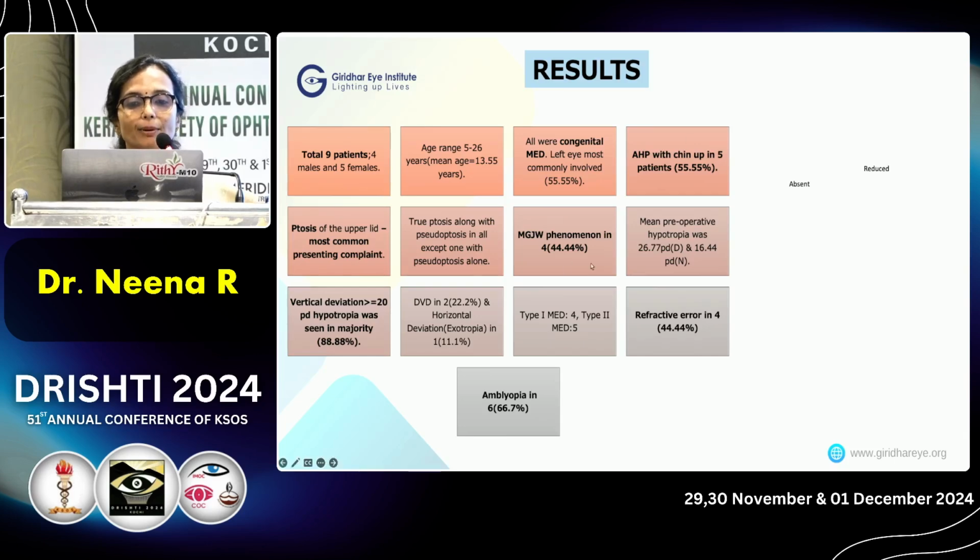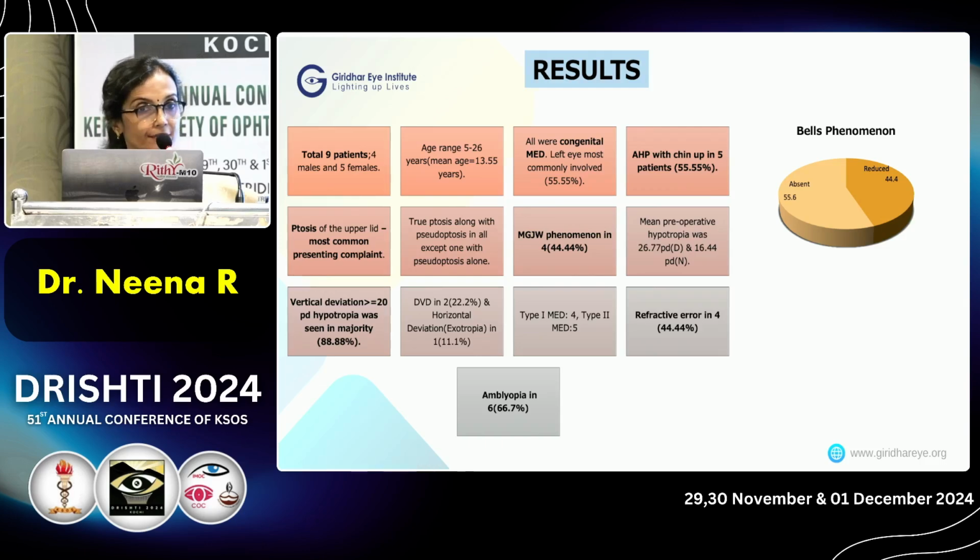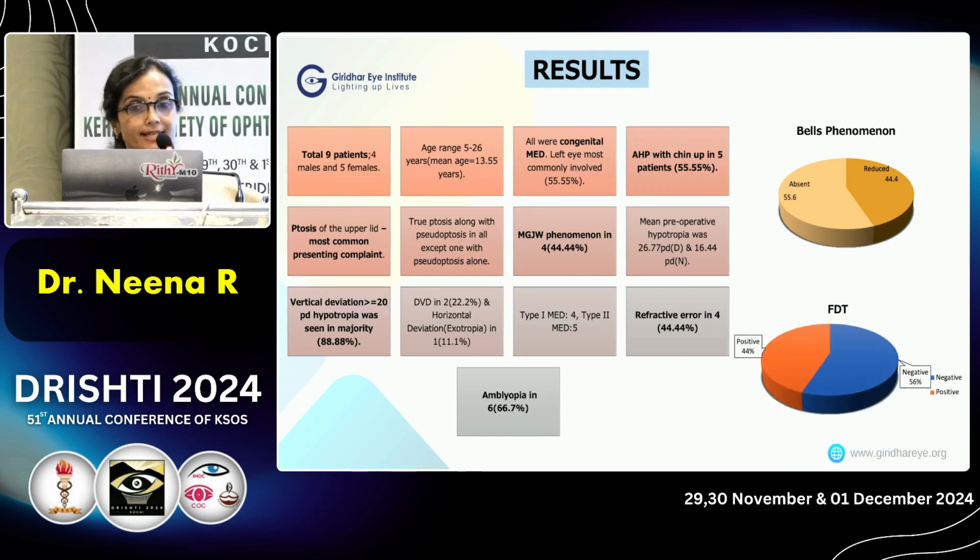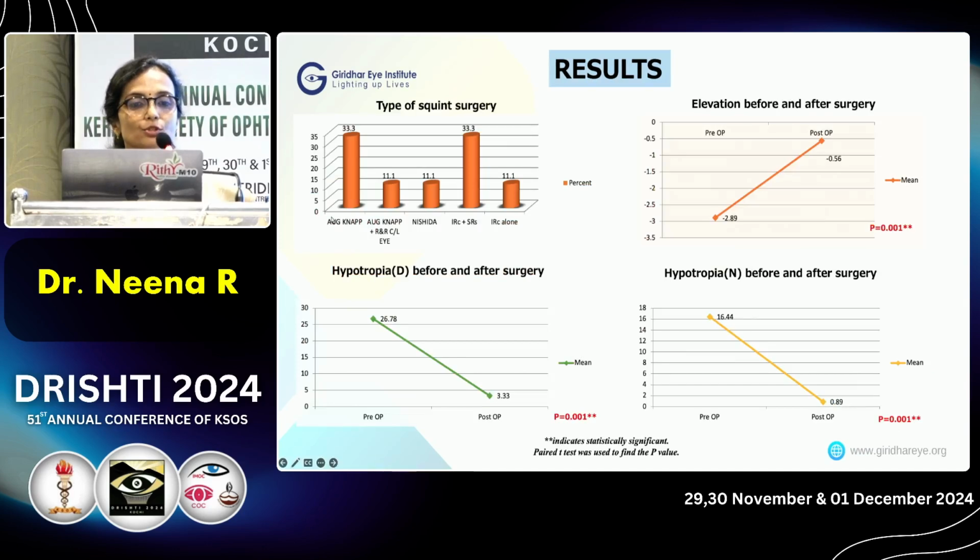The mean pre-op hypertropia was 26.7 for distance and 16.4 for near. DVD was seen in 2 and horizontal deviation in 1 patient. Refractive error was present in 44.4% of patients and amblyopia in 66.67%. We had mostly type 2 MEDs. Bell's phenomenon was absent in 55% of patients and FDT was negative in those. Most of them underwent a transposition surgery.